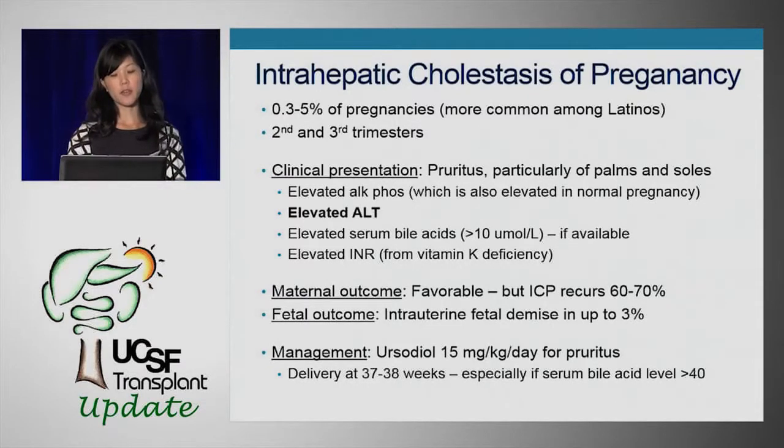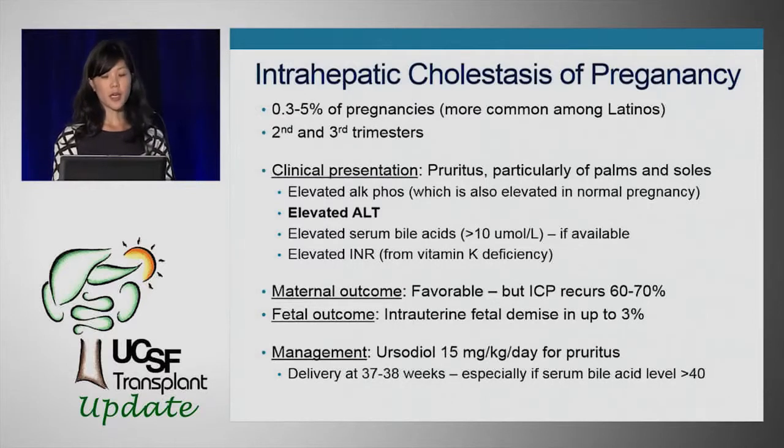Management is with ursodeoxycholic acid. This will manage the pruritus and is quite effective, more effective than cholestyramine, and is dosed at 15 milligrams per kilogram per day, similar to PBC. Although there are no randomized controlled trials to support this, pretty generally OBGYNs are recommending delivery at 37 to 38 weeks of gestational age, and the risk of intrauterine fetal demise increases with serum bile acid levels greater than 40, and so OBGYNs will tend to deliver on the earlier side when the serum bile acid levels are quite elevated.